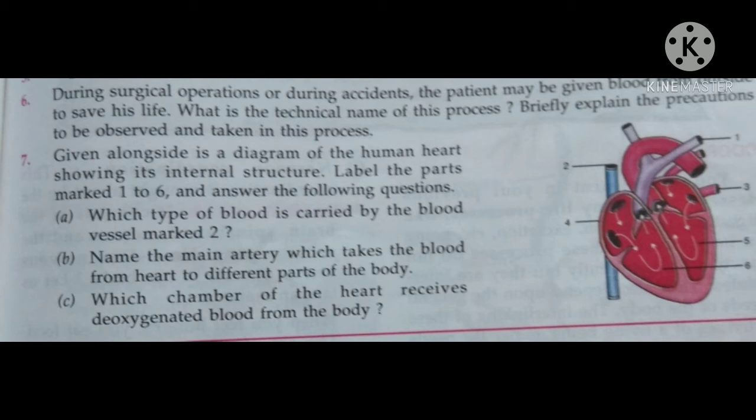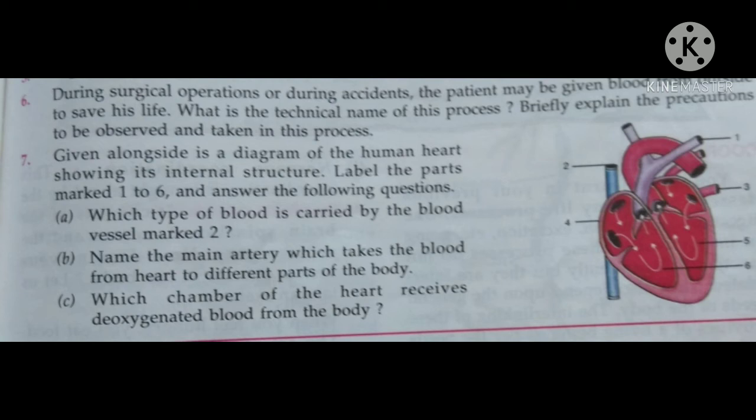Next, universal recipient. The blood group of AB group can only be given to AB group, but a person with AB type of blood can receive blood from all types and therefore is called a universal recipient. So in page number 60 you will get it, you have to write the answer.